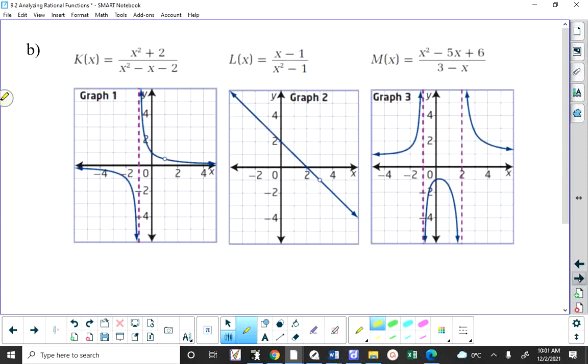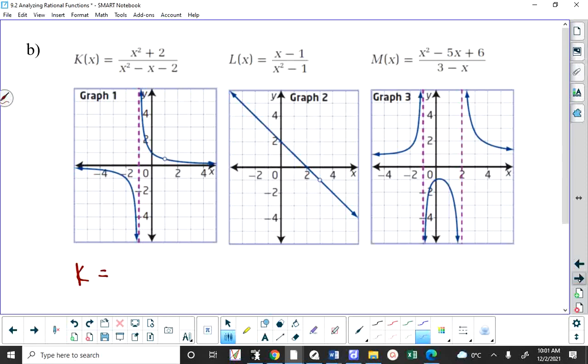Okay, so now we have to match things again. We've got a graph 1 that has a hole and an asymptote. We have graph 2, which simply has a hole. We have graph 3, which has 2 asymptotes. So we're going to factor k of x.